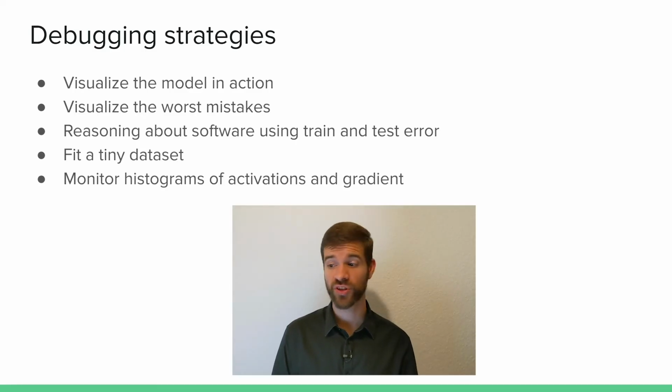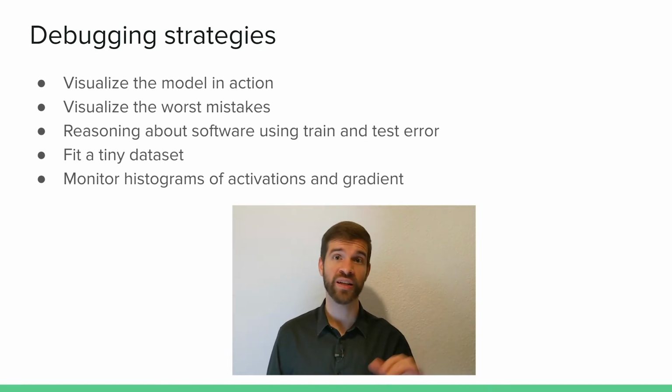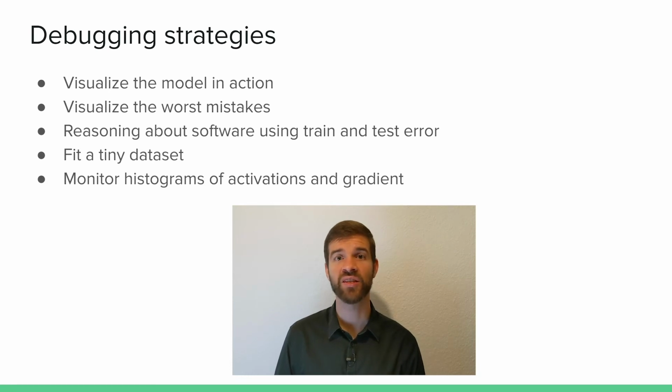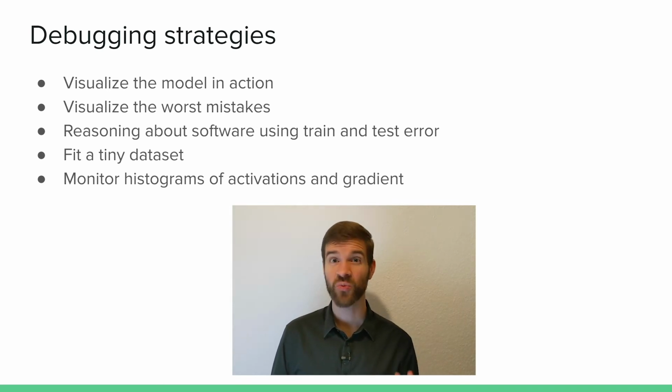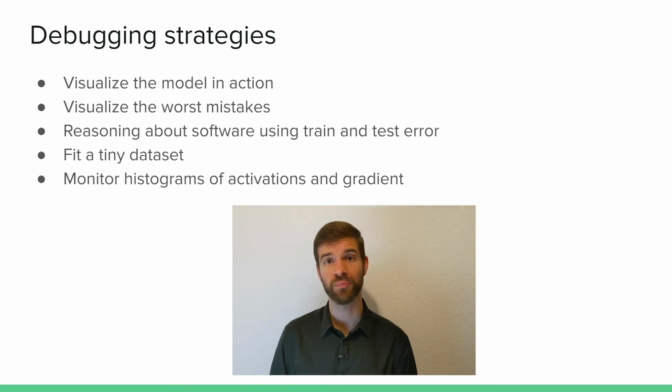Try to reason about your software using the train and test error. You now understand the capacity, you can understand how this behaves, and if you visualize your training and your test error, you can get some insights into how your network is behaving. You should always start with a tiny data set first, just a few samples, to make sure everything is running smoothly, and as I just said, monitor your histograms and other important metrics.